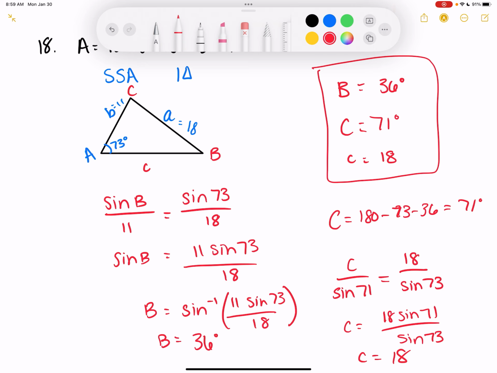Why couldn't we use the Pythagorean? Oh, never mind. That's only for right triangles. I was going to say, it has to be a right triangle first.